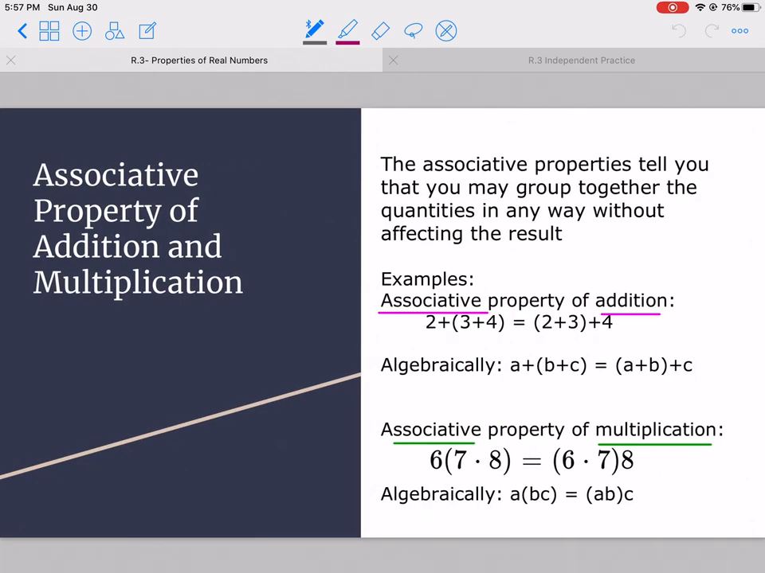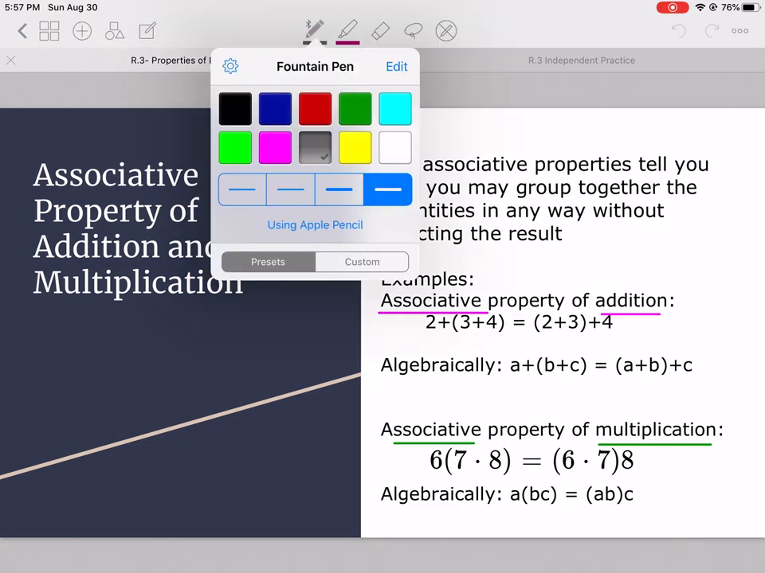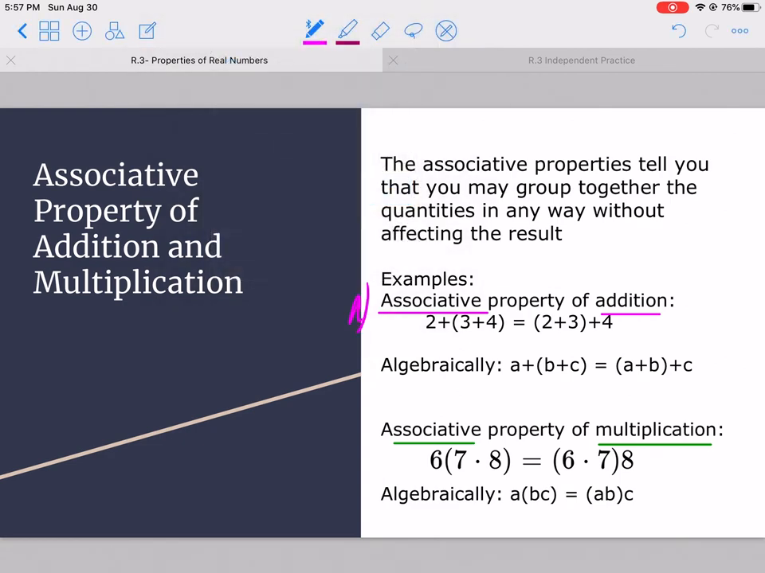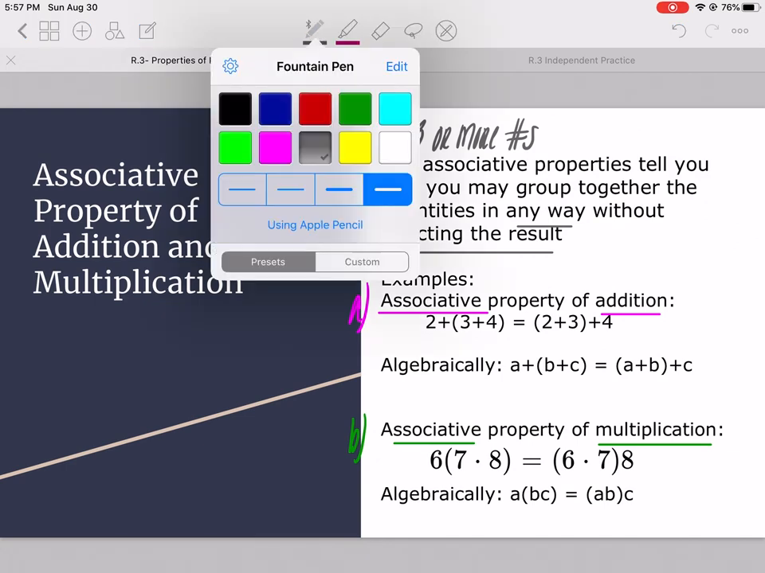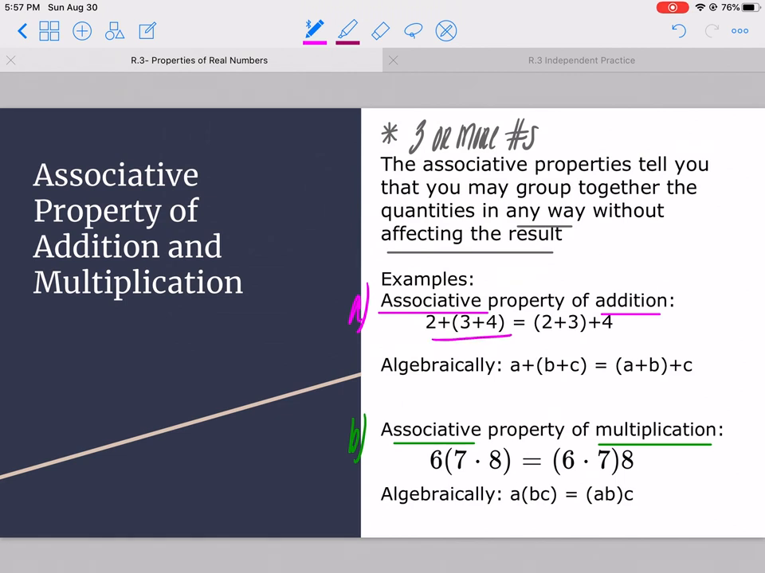All right, associative property of addition and multiplication. So again, here's the first part, addition, here's the second part, multiplication. So the associative property tells us that you can group together quantities in any way without affecting the result. So it's very, very similar to the commutative property, but now we are talking about when you have 3 or more numbers that you can change their order. Okay, so when we look at the associative property of addition, that means we can add 3 numbers in any order and it's not going to affect the result.